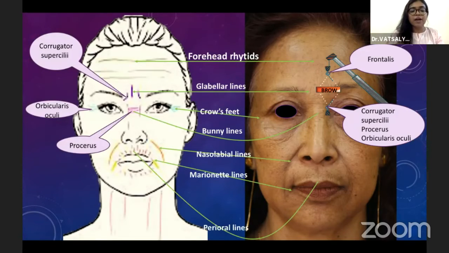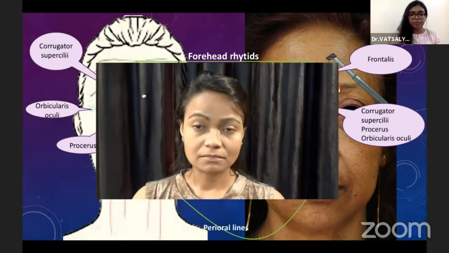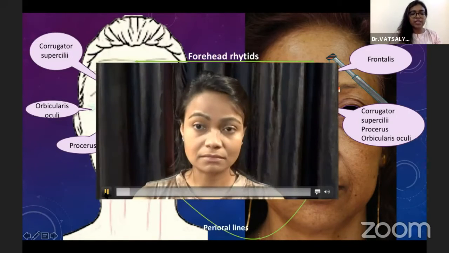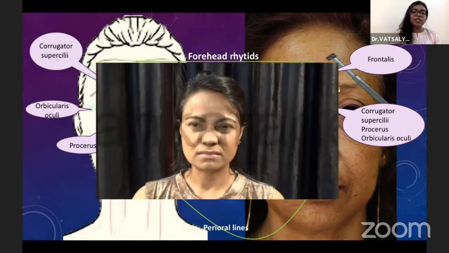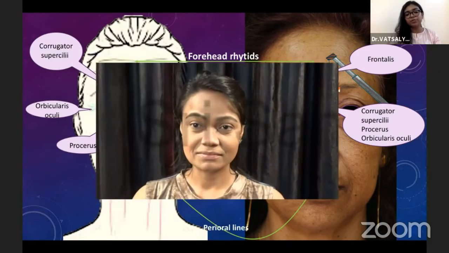The crow's feet are a result of the action of the orbicularis oculi. In this video, we can see the eliciting of the dynamic rhytids, and these dynamic rhytids are known to respond favorably to muscle weakening procedures such as chemodenervation using Botox.